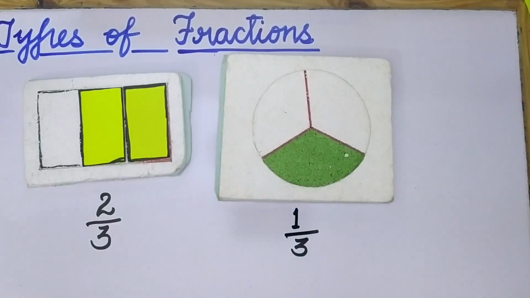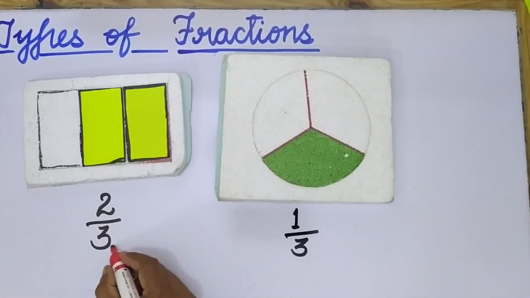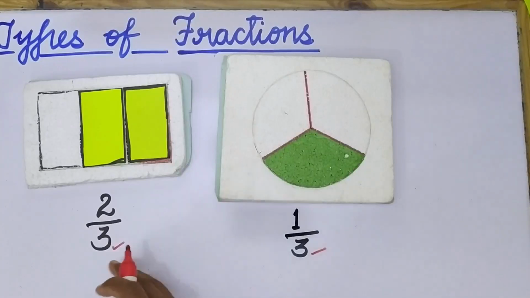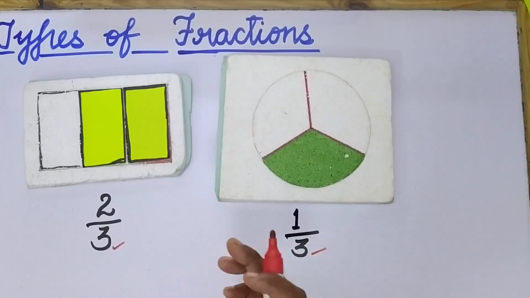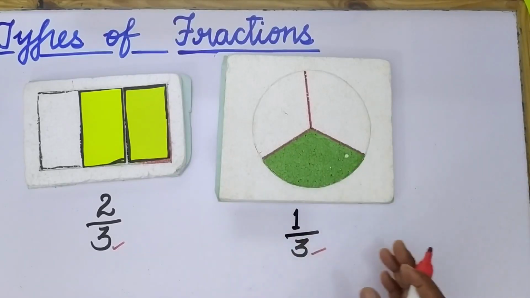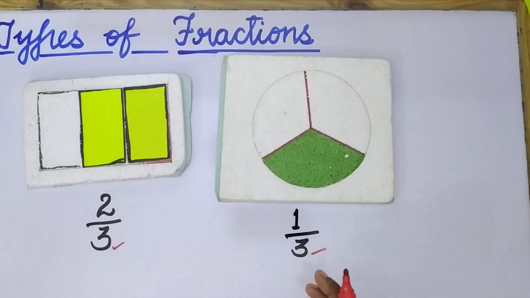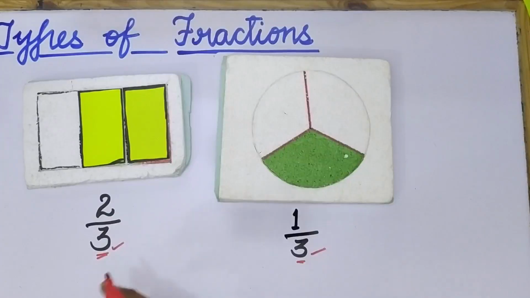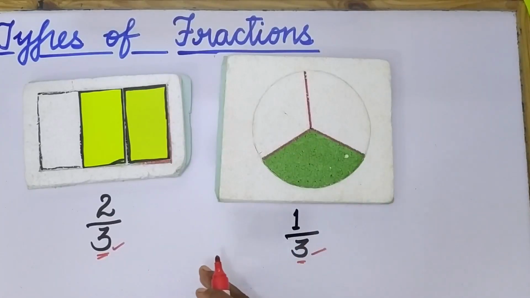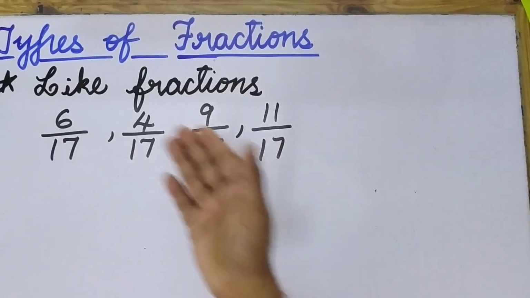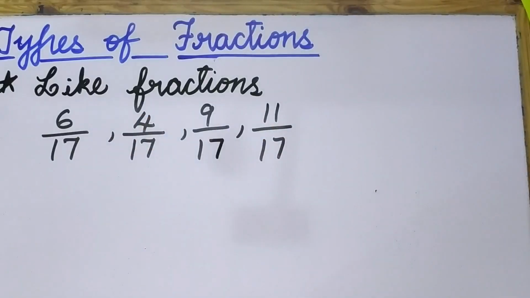Here you can observe both the denominators. Denominators are same. Such fractions are called like fractions. When the denominators are same, those fractions belong to one family. So here 3, 3, the denominators will be same. Like fractions will have same denominator. So when denominators are same, such fractions are called like fractions.